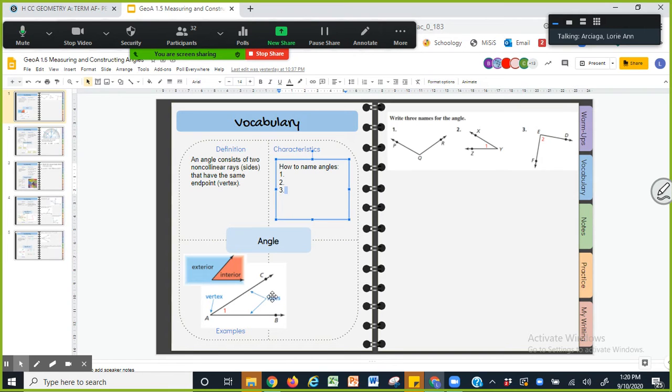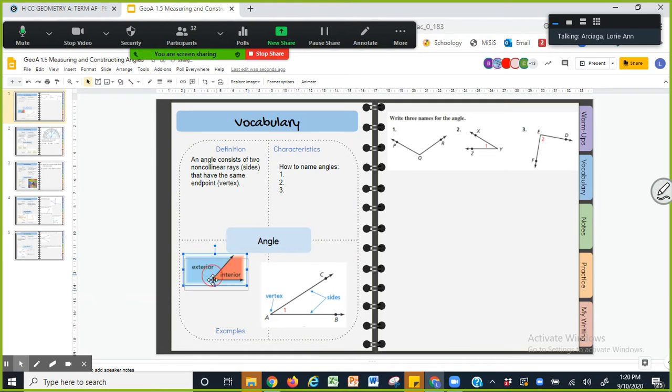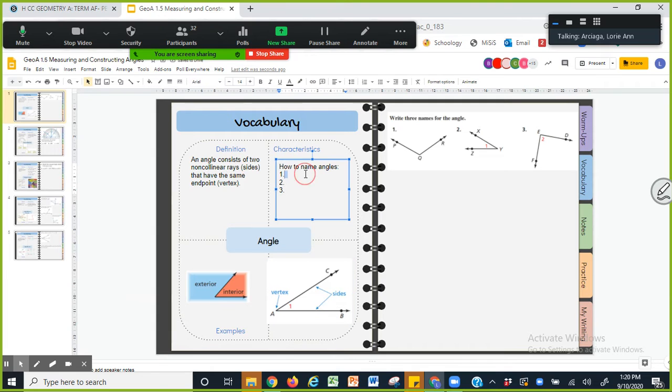All right, so based on this example over here, you can move it around. An angle actually splits a plane into 2 parts. So the red colored here is the interior, and everything outside is the exterior. So using this as an example, how can you name an angle? What name would you give this angle over here at the bottom? Anybody?